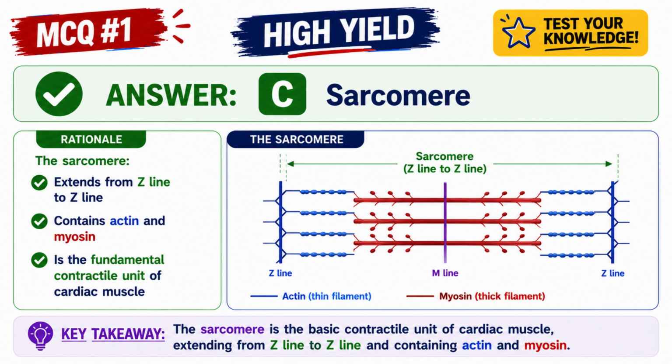Board Pearl. Sarcomere equals Z-line to Z-line. Fundamental contractile unit. Cardiac and skeletal muscle.